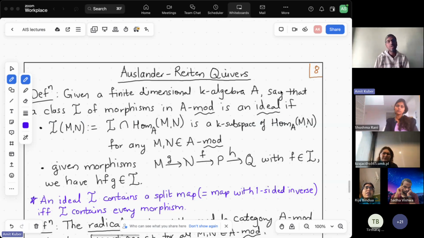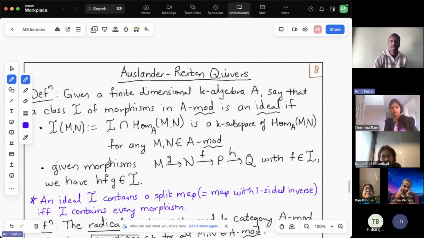Usually when we talk about categories, the word local refers to the Hom sets. So in Hom sets, it is a subgroup. Well, not just a subgroup, but I'm saying something more because we are not talking about rings. We are talking about algebras. So I'm saying it's a K subspace. It's also closed under scalars, and it is closed under addition. And it has 0. So 0 between any two modules also lies in this ideal.